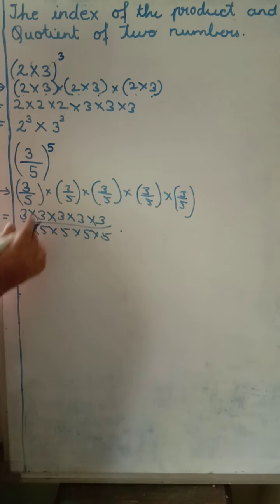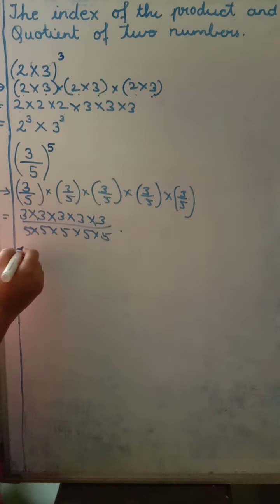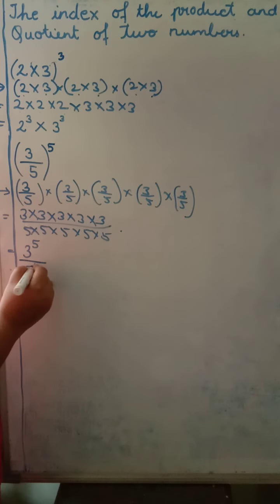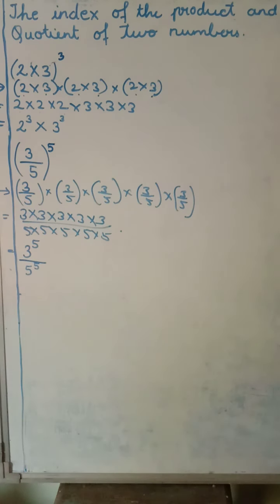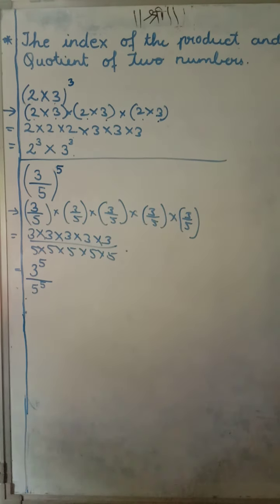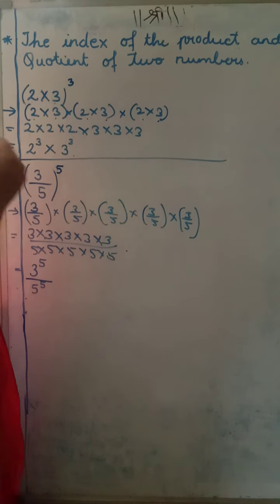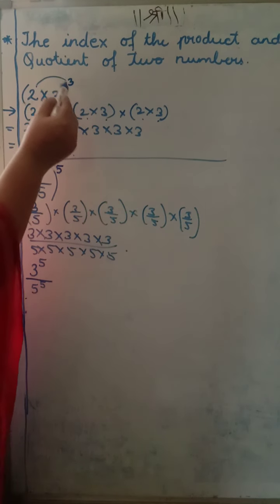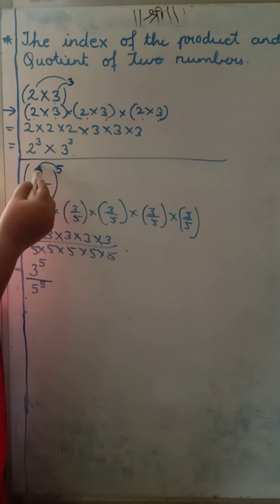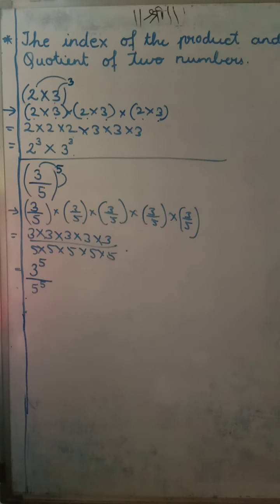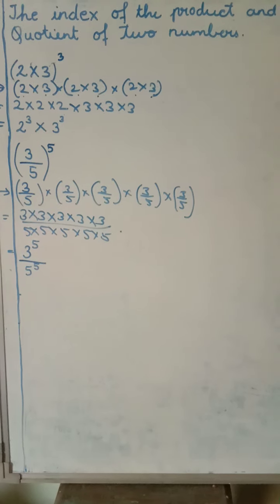Now if we want to express this in index form, how can we express it? 3 raised to 5, because 3 is 5 times. And for 5 we can write 5 raised to 5, because 5 is also 5 times. Can we say that the index is distributed inside? See here, if we give 3 to 2 and to 3, and if we give 5 to 3 and to 5, are we getting the same answer? Yes.